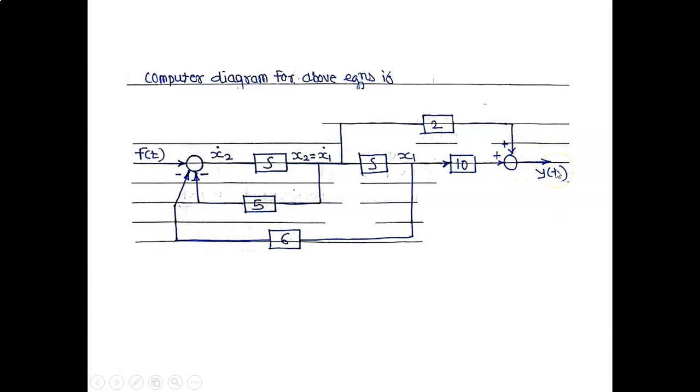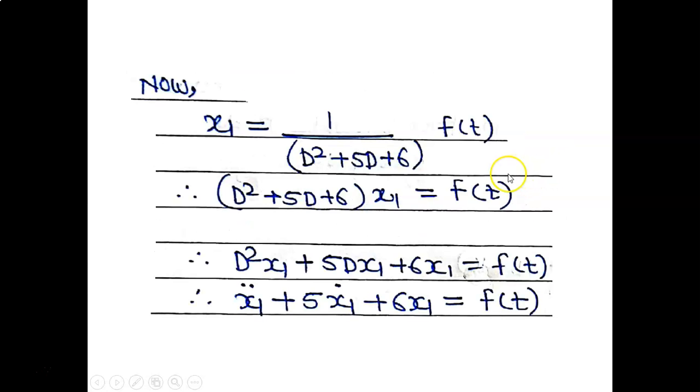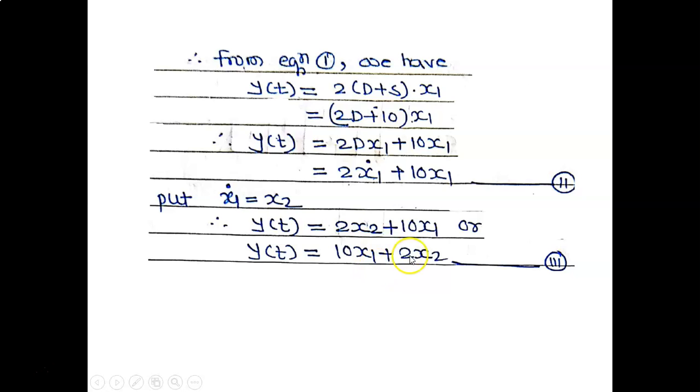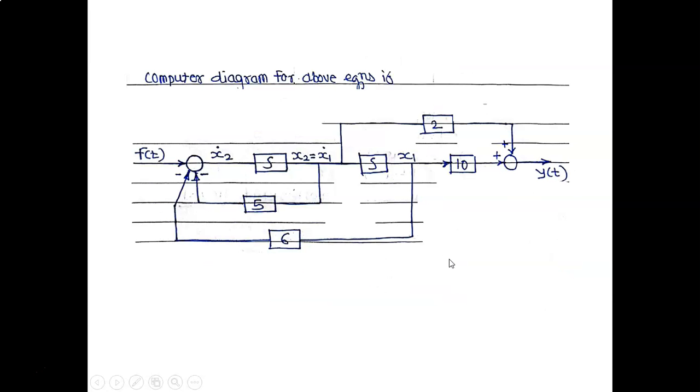Now y(t) is equal to, what is our output? y(t) is equal to 10x1 plus 2x2. Therefore finally we should get that value. Now 10x1 we have got. Now from this x2 we have to take one signal and feed back to this 2, and again this 2x2 is fed back to the summing point, its value is positive. Therefore y(t) finally we are getting as 10x1 plus 2x2.